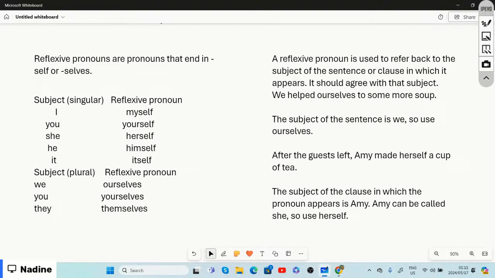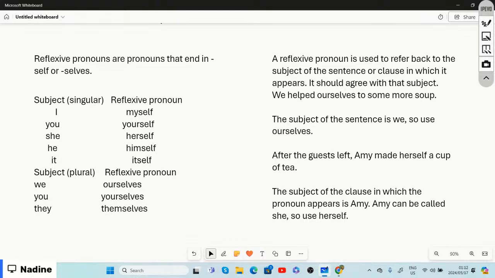And also, when it refers back to either the sentence or the clause in which it appears, it needs to agree with the subject. So if I refer to myself, then I will be my subject, because I'm referring about me. Which means that the word myself needs to refer back to the singular subject, which is I.